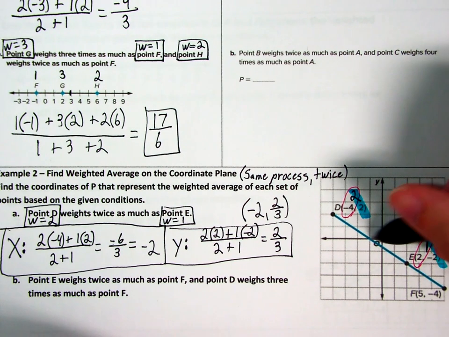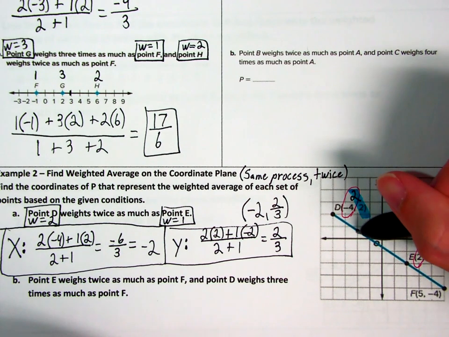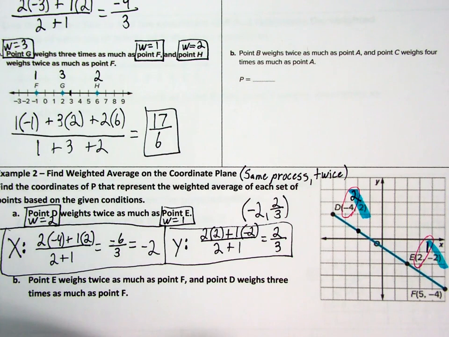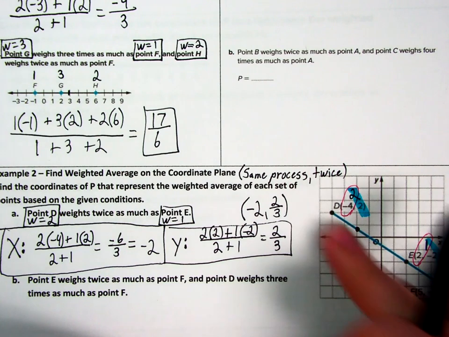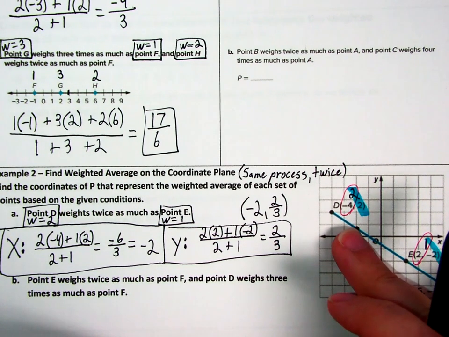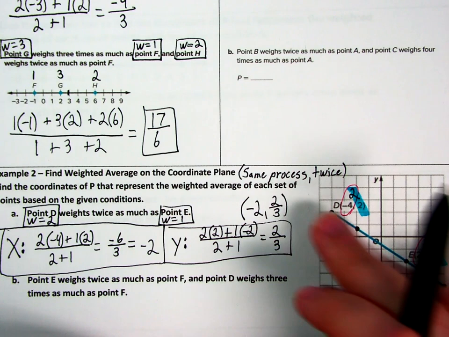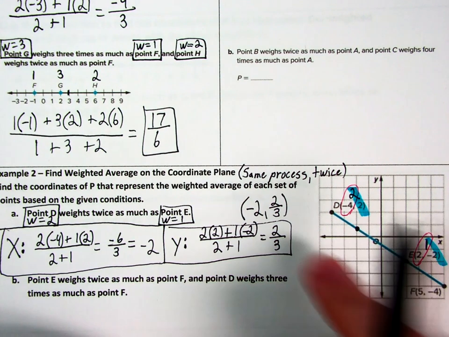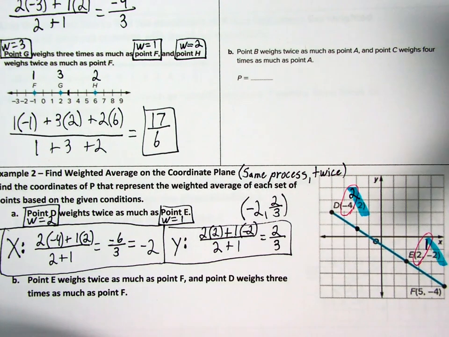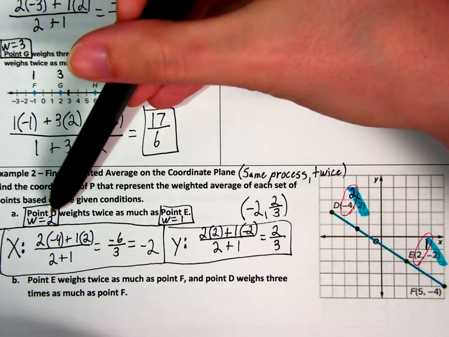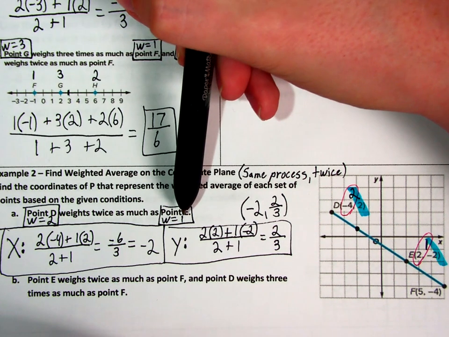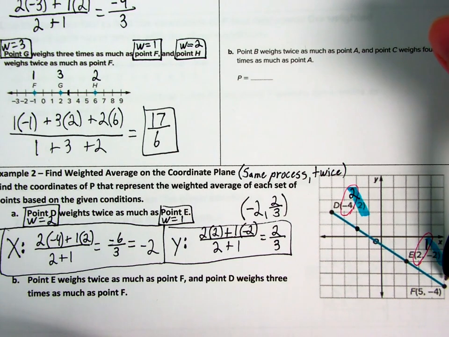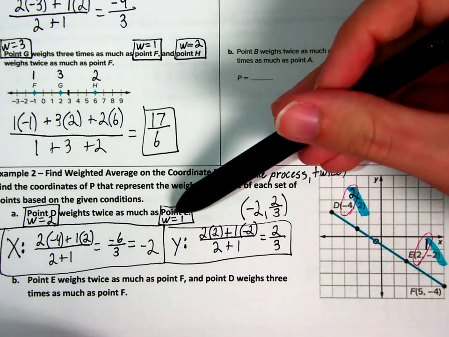If we look on our graph, we can see the point located on our line here. When you're finding the weighted average of points on the same line, the weighted average should be between the two coordinates, between D and E. Notice that we did not use F here in our problem, and we didn't because F was not mentioned for D and E. We would only use point F if it was mentioned in our problem statement here.